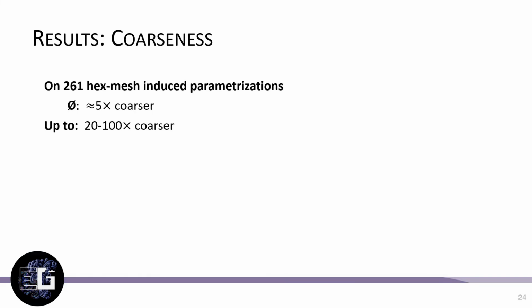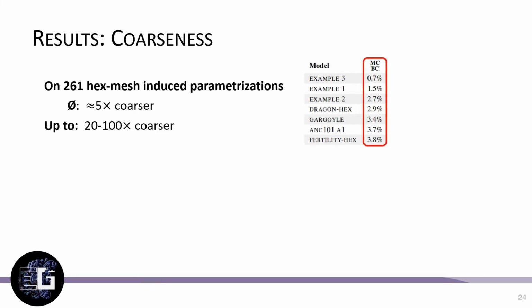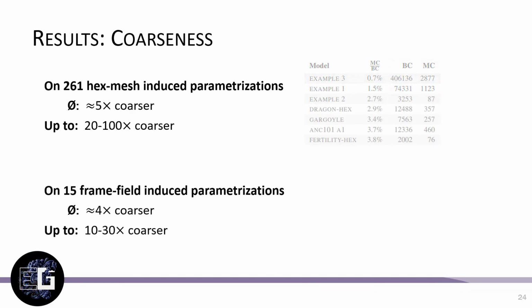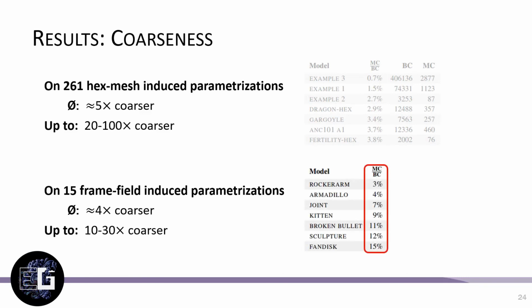For extreme cases, as shown on the right, it is even up to 100 times coarser. Looking at absolute numbers, it is also evident that this is of practical relevance. Only about 3,000 blocks in the motorcycle complex, in contrast to almost 500,000 blocks for the base complex. On another dataset of frame field-induced parametrizations, the motorcycle complex is 4 times coarser on average, and for extreme cases, even up to 30 times coarser.